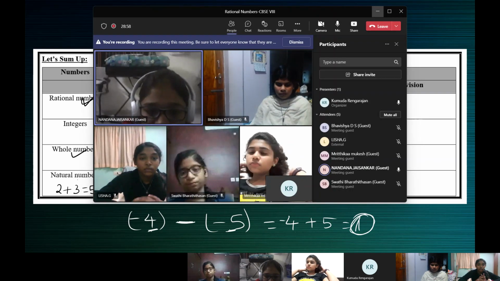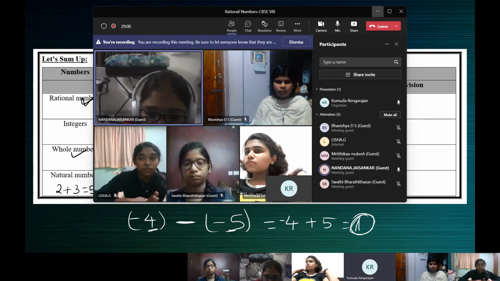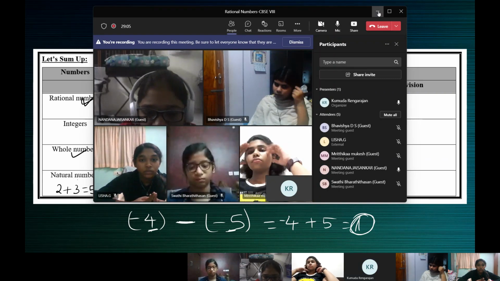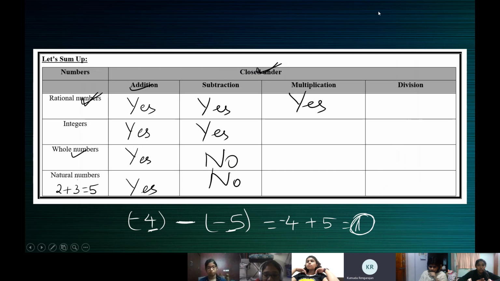The answer should be an integer. Yeah, the answer also should be an integer. Very good. When we multiply two integers, we will get the answer as an integer. When you multiply two integers, the answer also should be an integer. That means they are closed under multiplication. Yes. And is it true? Are integers closed under multiplication? Yes, ma'am.